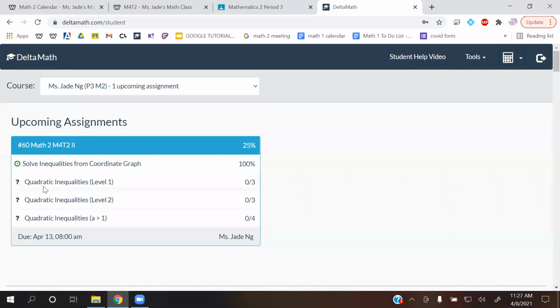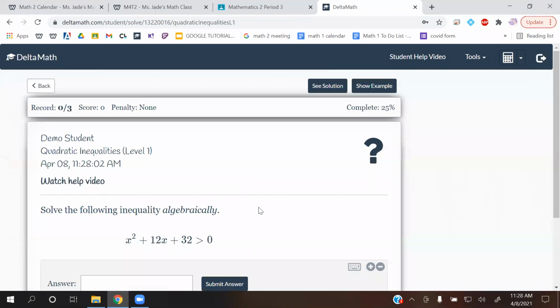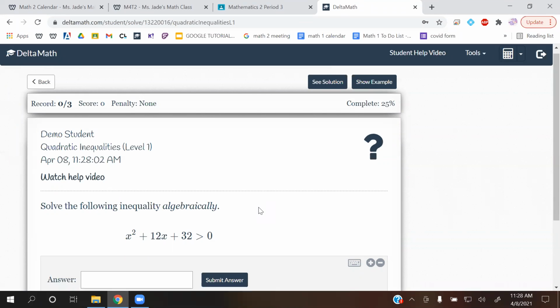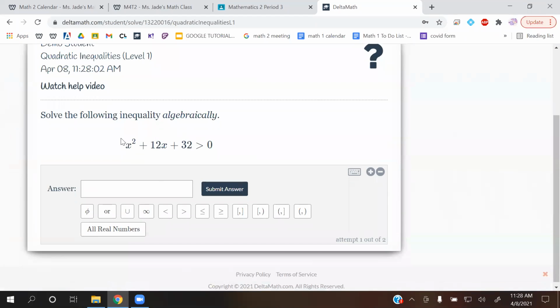The next category is Quadratic Inequalities Level 1. So we're going to solve this inequality algebraically. Your answers are going to look kind of like the answers that we had in the last category. That's why we started with the last category, so that you can get a visual for what's happening. Because remember, this has a graph to it. It's going to be a parabola, that U-shaped graph that's attached to this equation.